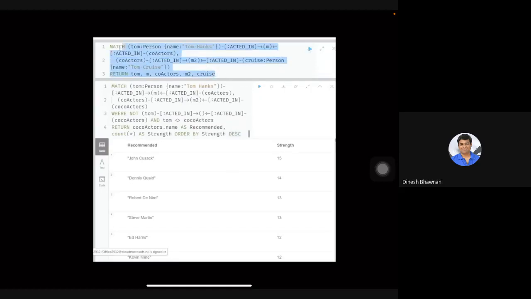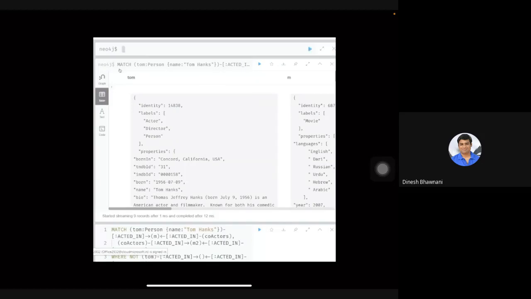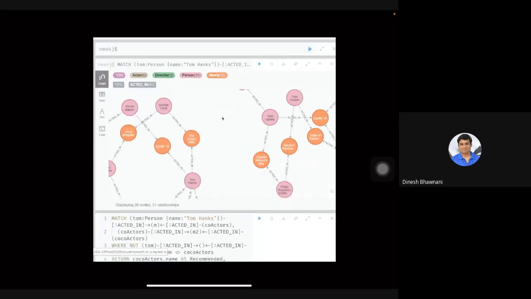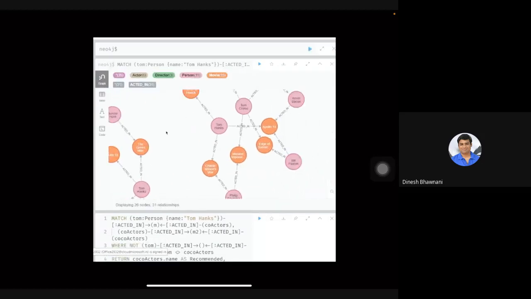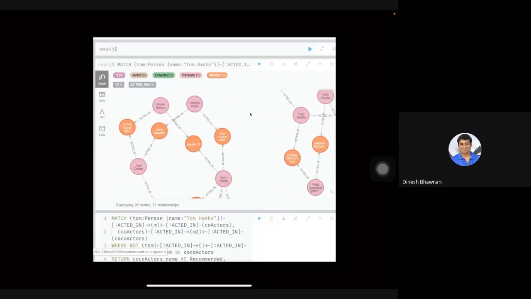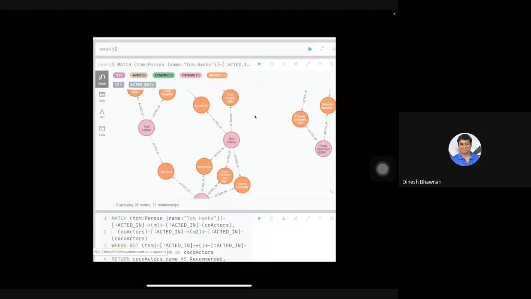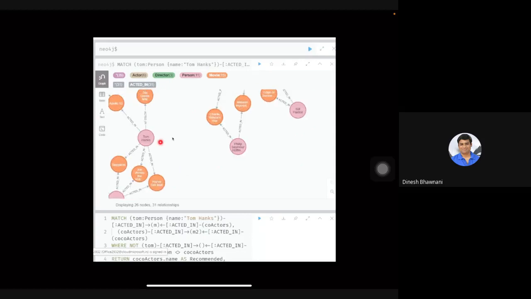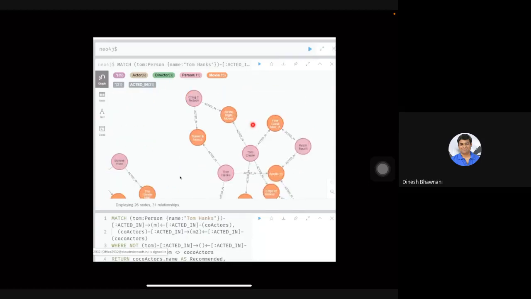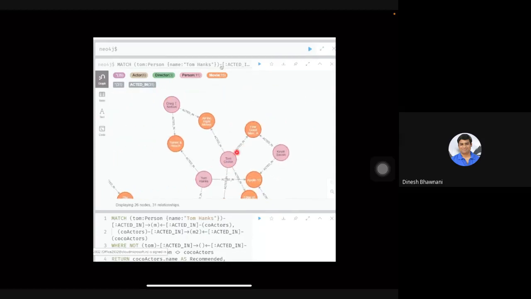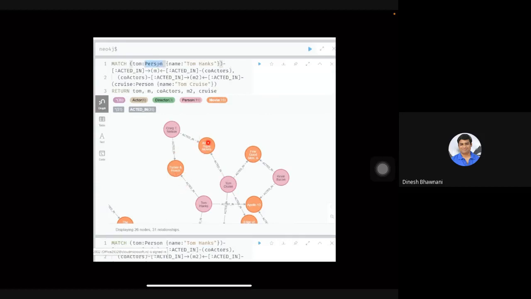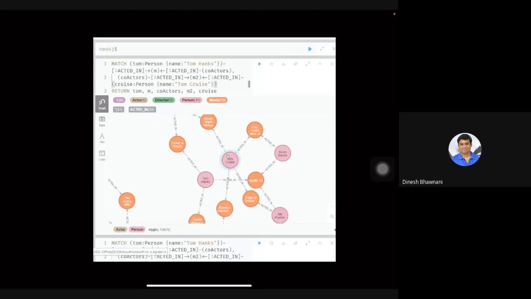Similarly, who are the common people in the network of Tom Hanks and Tom Cruise? So this is Tom Hanks and Tom Cruise. They do have some folks who are common in the third degree. Third or second degree connections are common.